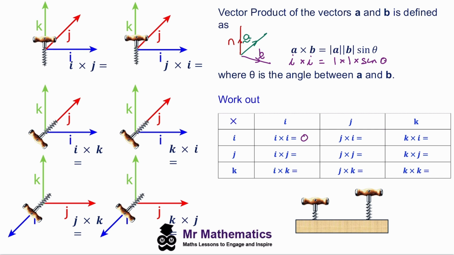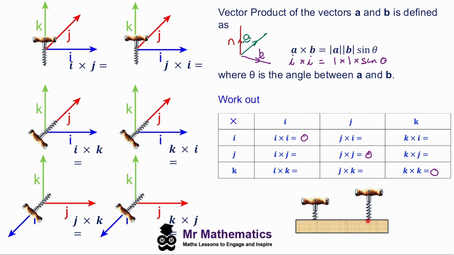And the same is true when we cross J with J. Because these are parallel, the angle between them will be 0, and the same for K crossed with K. So now, what I want to show you is how we can cross the remaining unit vectors together.